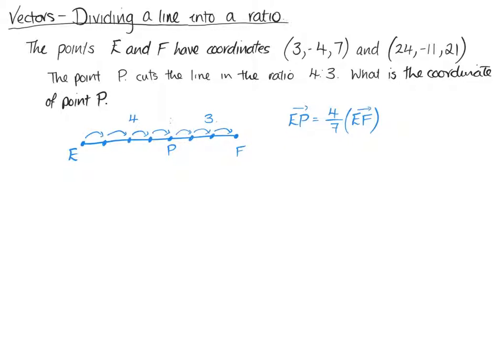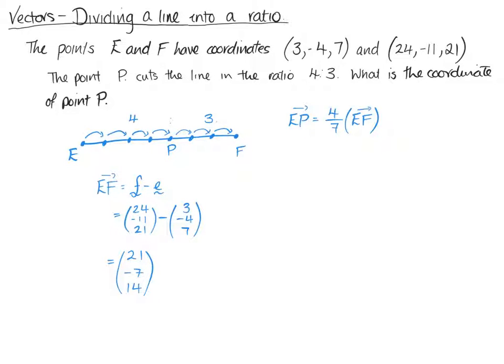Okay? So we need to find E to F. It's always the second one, take away the first one. Okay, so F is 24, minus 11, 21. Take away E, which is 3, minus 4, 7. So we get 24 take away 3, which is 21. We've got minus 11 take away minus 4, so that's adding 4, which gives us minus 7. And then we've got 21 take away 7, which is 14.